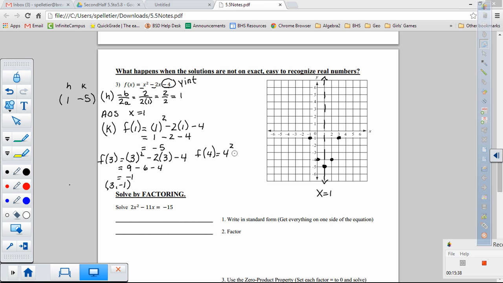So 4 squared minus 2 times 4 minus 4. So 4 times 4 is 16, minus 8 minus 4, and that leaves me with 4. So when x is 4, y is positive 4. So at 4, I'm at positive 4. So this becomes a problem for us because we are trying to find the exact place where the parabola crosses the x-axis. Now, we could, and I will tell you, you could spend hours doing this.